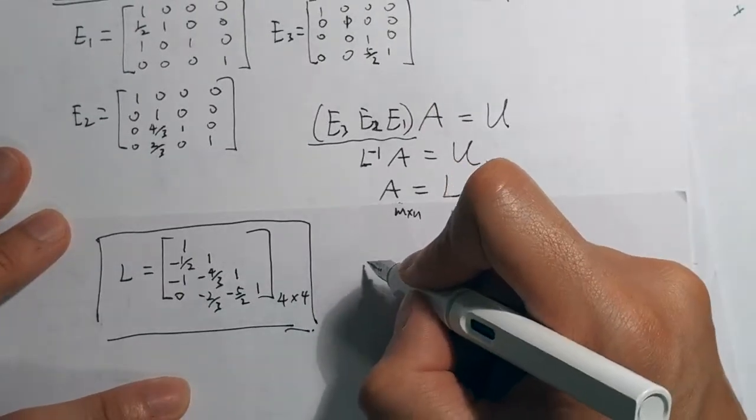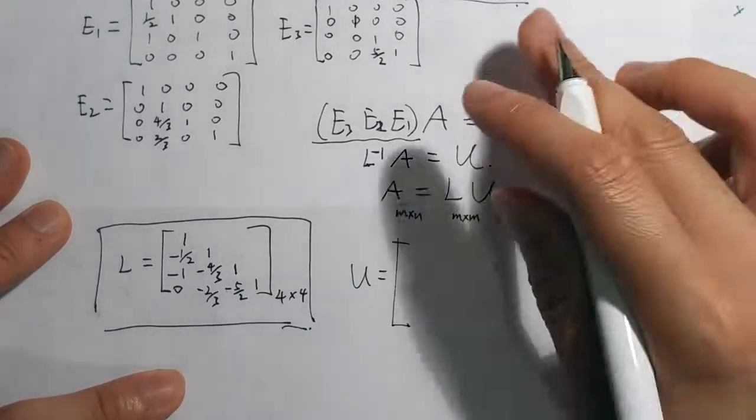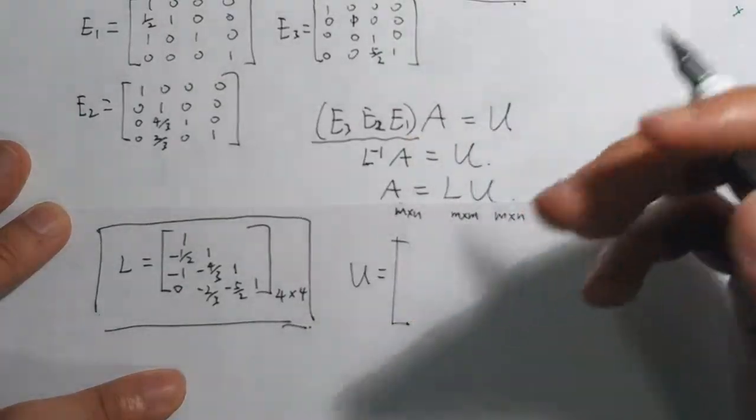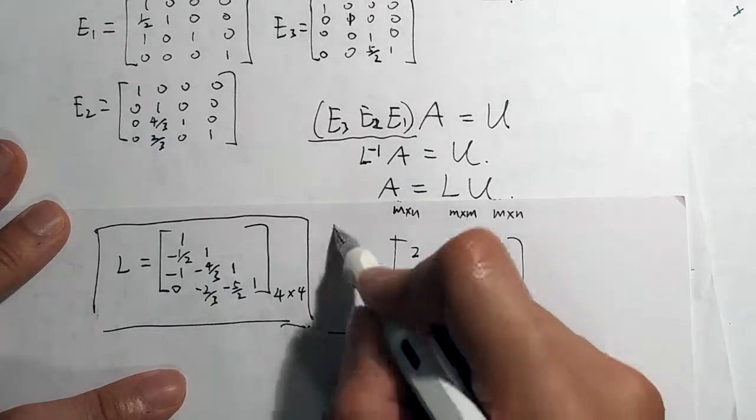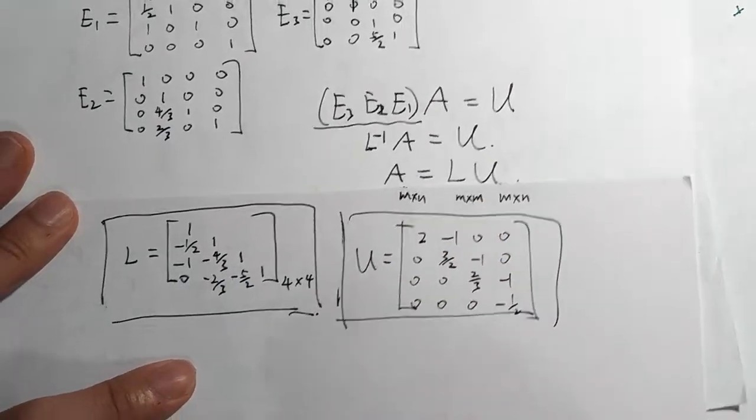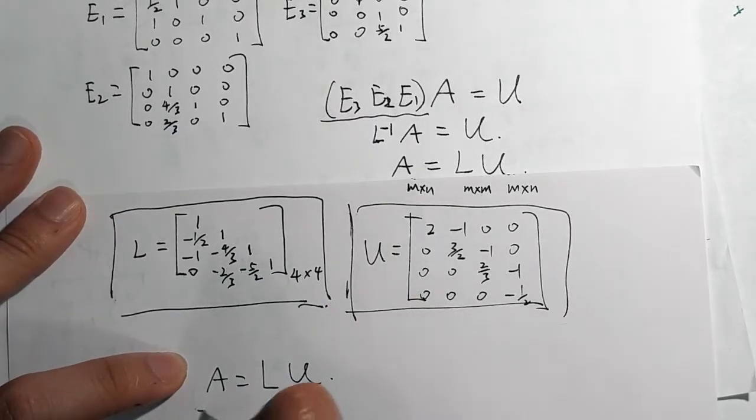And we get U, which is from our previous Gaussian elimination, or our previous LU factorization steps. We got our U was equal to this. So now we know L and U, then we have already done the LU factorization step. Yep, so that's it.